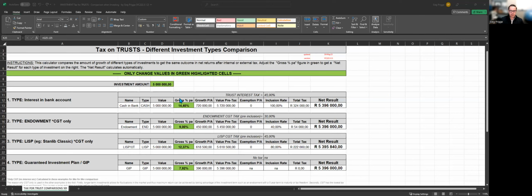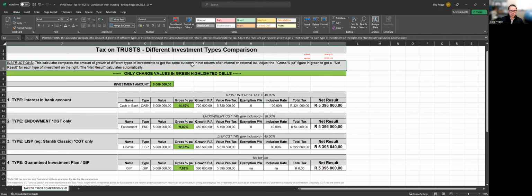As you can see, this is quite a busy Excel spreadsheet. You don't have to read all these details here. This is more for instructions to use it and also for me to explain to clients when I sit with them. In this case, I did an investment for a client for 5 million Rand, and the outcome we wanted was to see if we get a 9% return on an endowment, what similar returns must you get in other investments to get the same net result in the end here. In other words, as you can see on the right-hand side, 5,396,000.